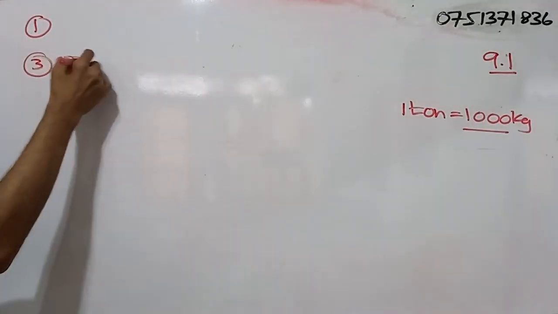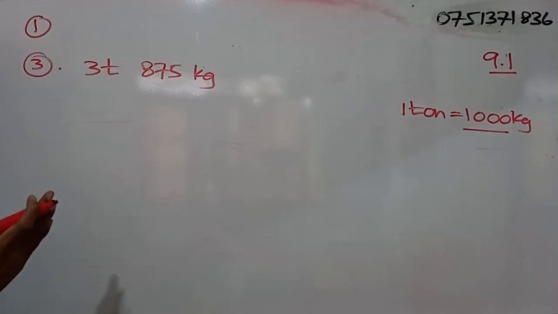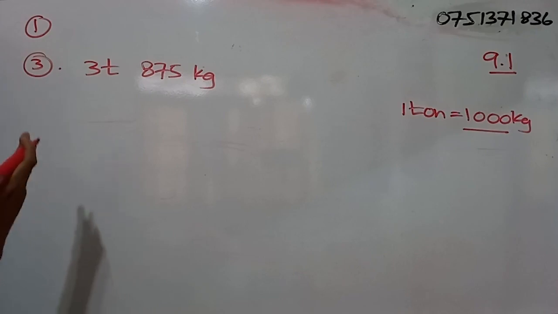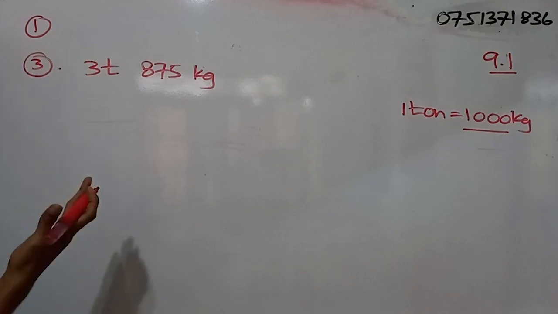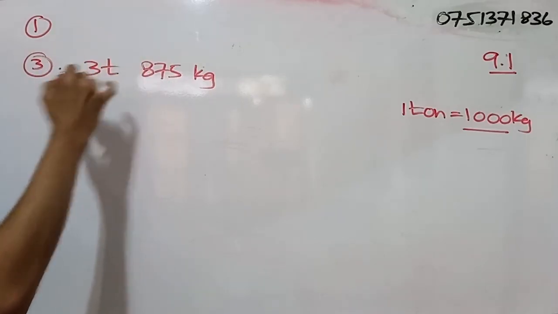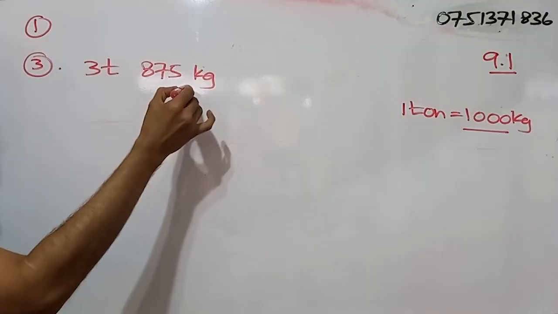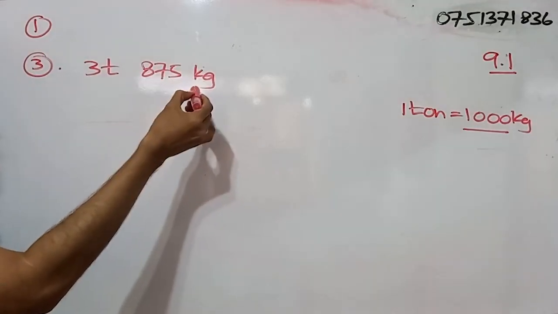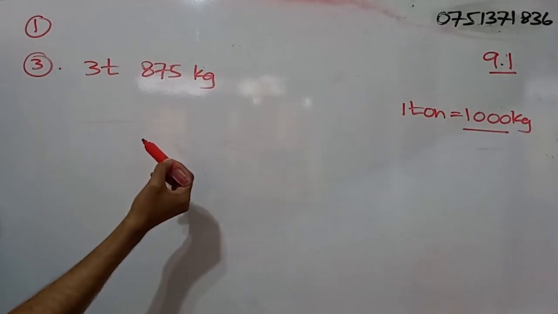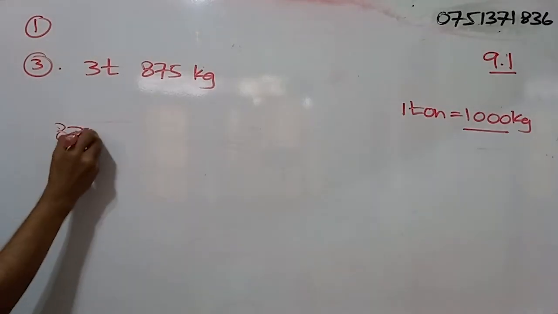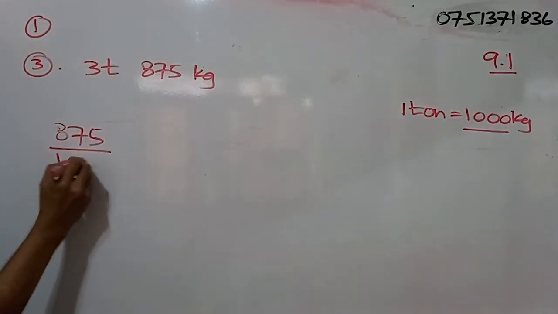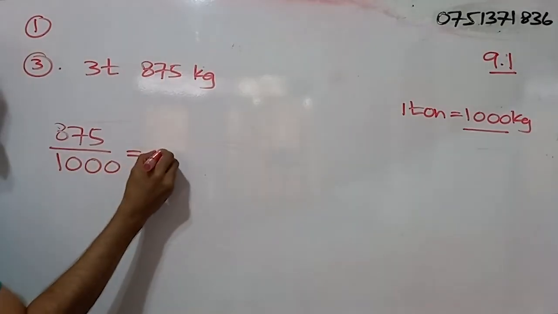So in the question, what does it say? We need to convert the given masses into tons. We don't need to do any conversion in this part. But 875, that is in kilograms now. So we need to do the conversion, right? So 875, we need to divide it by what? 1000.